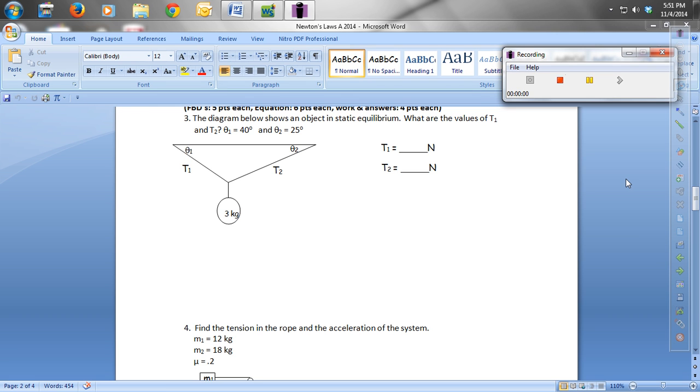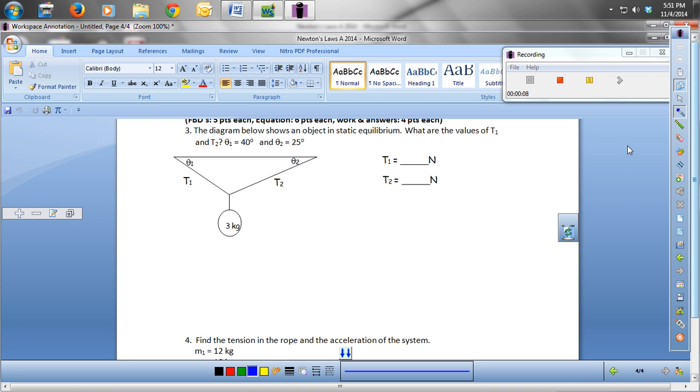Okay, so I'm going to do version A, number 3, and then I'll give you the answers to version B, number 3. Now, the first thing you're asked to do is to draw a free body diagram, because if you look up here it says free body diagrams are 5 points each. So you could do one of several things. You could show me this, this, and that would give you all 10 points.